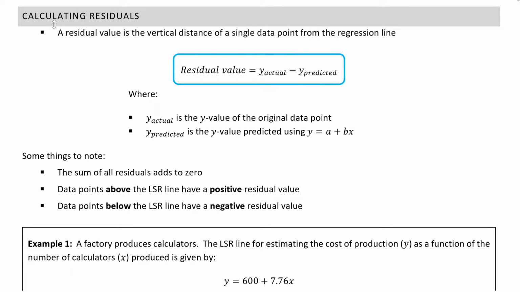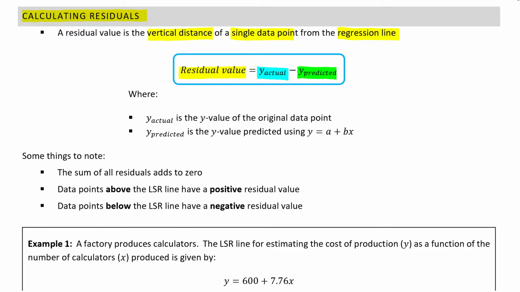We're continuing to talk about residuals, and we're now going to talk about calculating residuals. So a residual value is the vertical distance of a single data point from the regression line. And what we're going to see is that we can actually calculate what the residual value is. So the residual value is equal to the actual y value subtracted by the predicted y value.